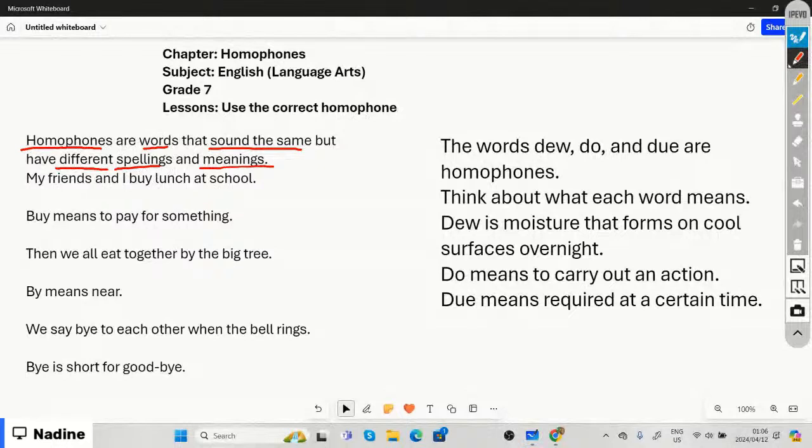So we said homophones are words that sound the same, but the spellings are different as well as the meanings. We're going to look at a few examples. The first sentence says, my friends and I buy lunch at school. So buy is the first word, B-U-Y. Buy means to pay for something; you're purchasing something.